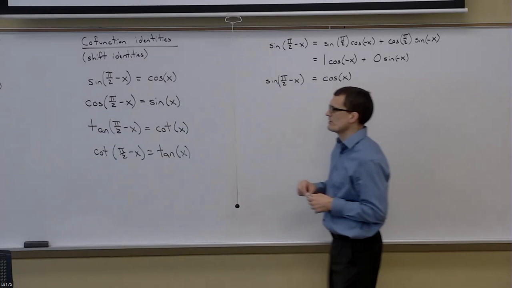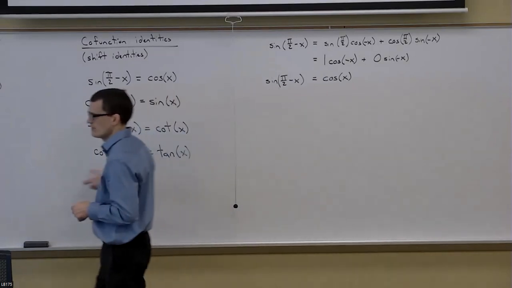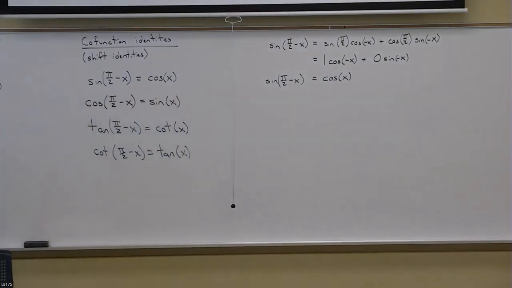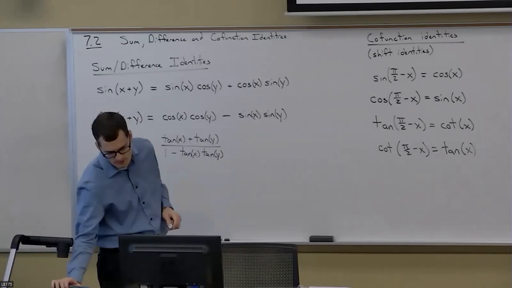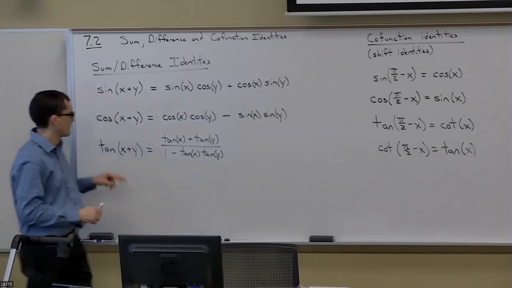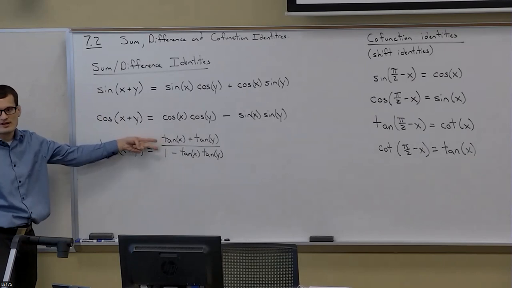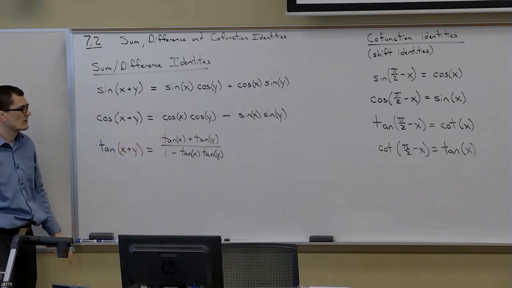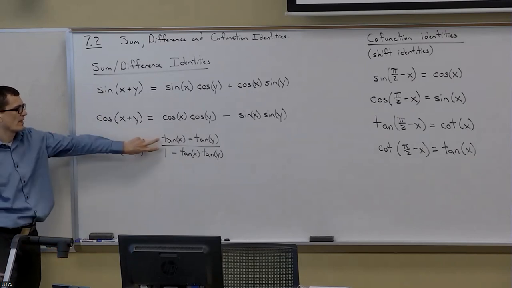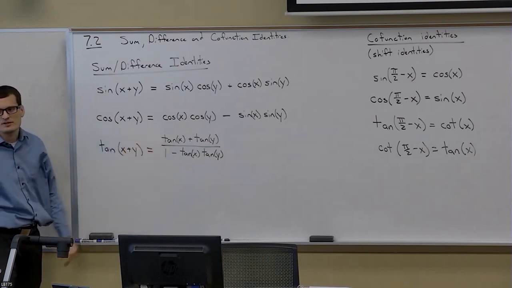Oh, by the way, if you're doing cotangent and you're looking for a sum difference identity for cotangent, I'm sure you probably figured this out. I mean, cotangent, just take the reciprocal, right? So if you're looking for a sum difference identity of cotangent of x plus y, just reciprocate that.